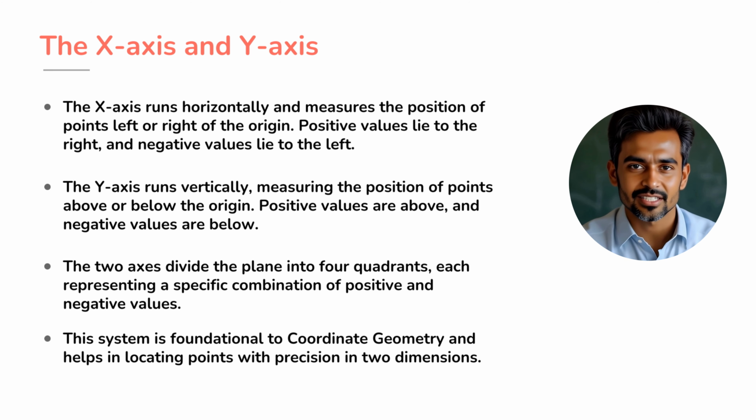Similarly, the y-axis is the vertical line, and it measures how far a point is above or below the horizontal axis. Positive values on the y-axis lie above the origin, and negative values lie below it. These two axes divide the plane into 4 quadrants. We can use these quadrants to determine where our point is located based on the signs of its coordinates.